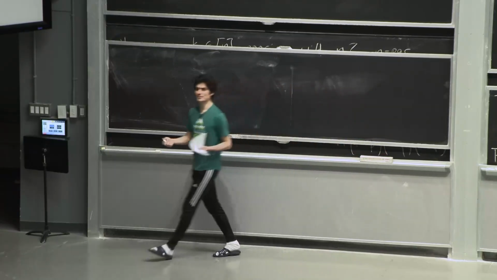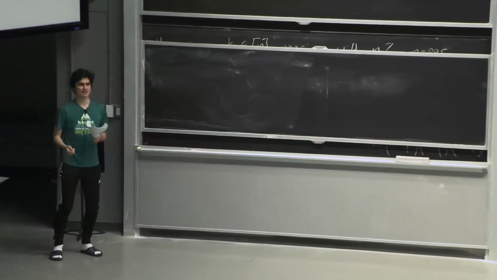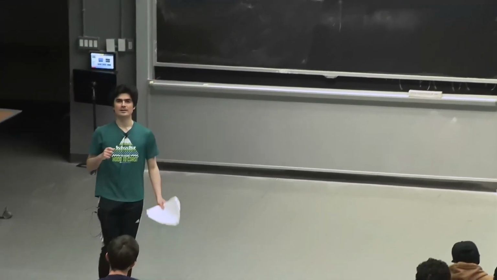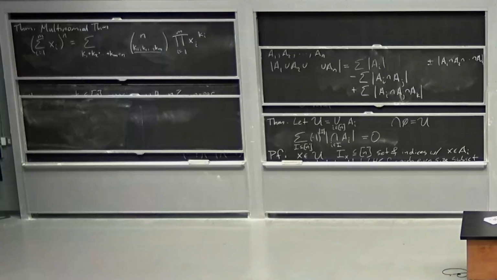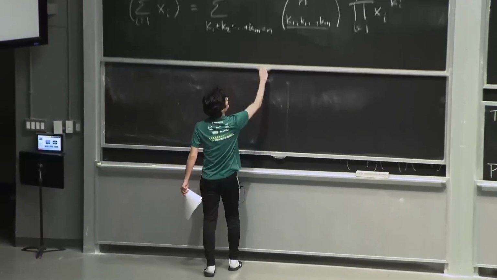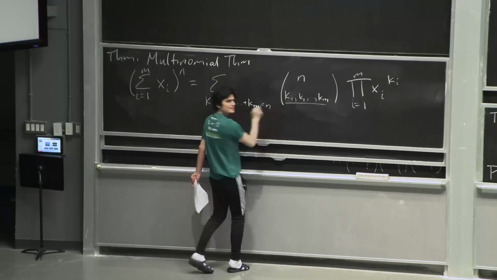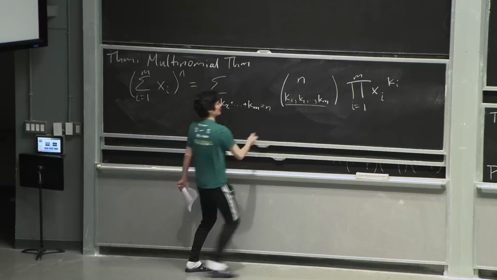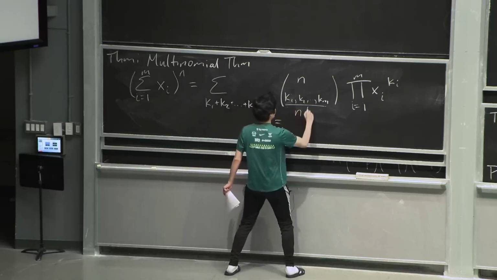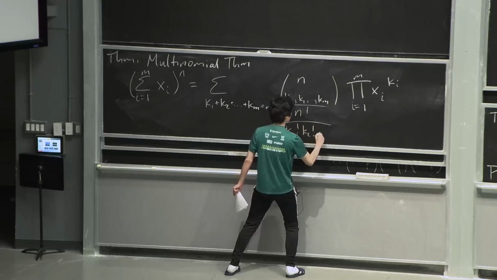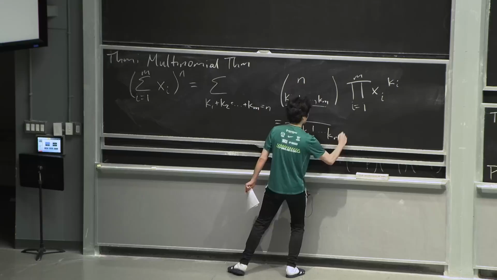Are people happy with the binomial and multinomial coefficients and the binomial and multinomial theorems? For the coefficients, what is that notation, n over k1, k2, up to km? The question is, what does this mean? Is this the notation that you saw in the bookkeeper recitation? Perhaps not. If not, this is equal to n factorial divided by k1 factorial, k2 factorial, all the way up to km factorial.